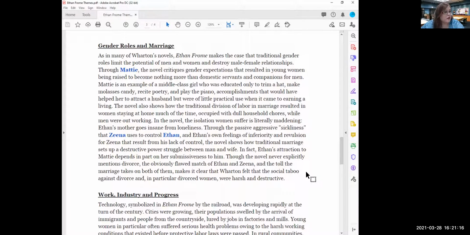Though the novel never explicitly mentions divorce, the obviously flawed match of Ethan and Zena and the toll the marriage takes on both of them makes it clear that Wharton felt that the social taboo against divorce, and in particular divorced women, were harsh and destructive. So there's a lot to brainstorm there.